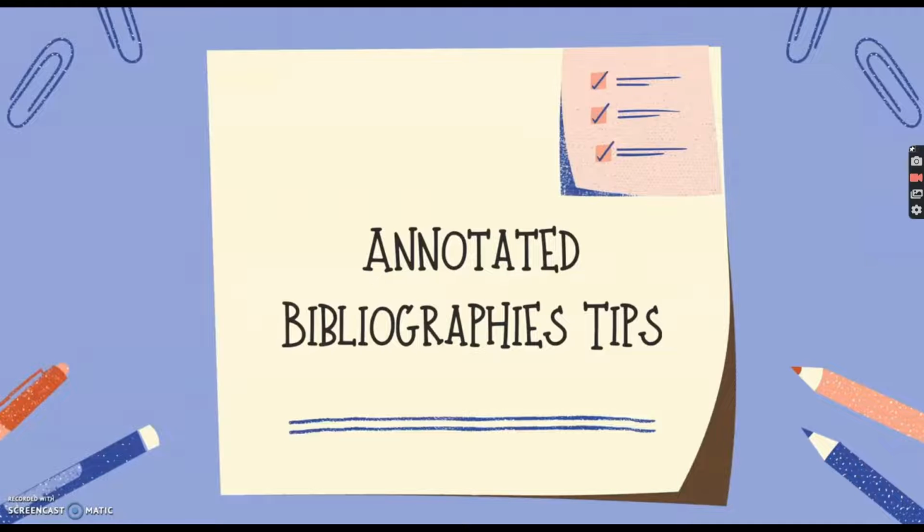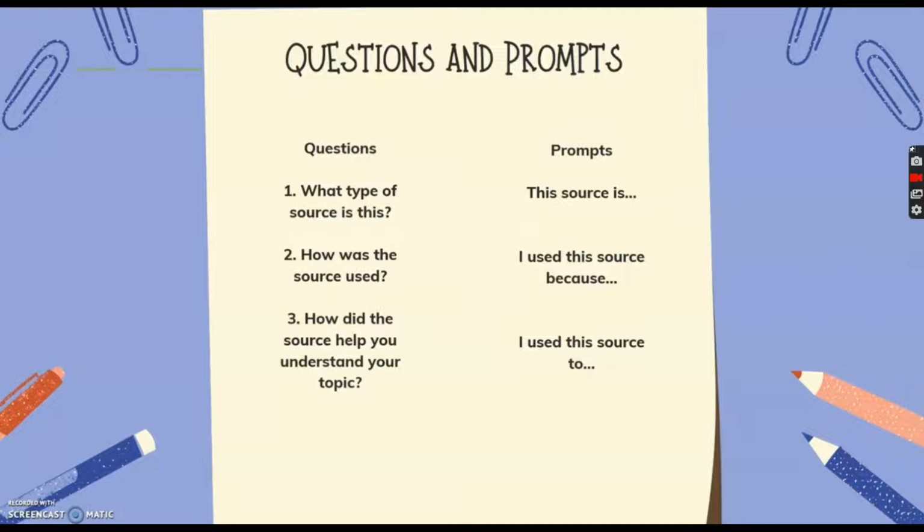Here are a couple of quick tips that you should be thinking about when you're writing your annotations for your annotated bibliography. You want to start out by answering a couple of questions. The first question is the easiest one. What type of source is this? Is it a book? Is it an article? Or if it's a primary source, is it a letter? Is it a manuscript collection? Is it a photograph collection? This doesn't need to be extensive, but you need to clue the reader in to what type of source you're using.